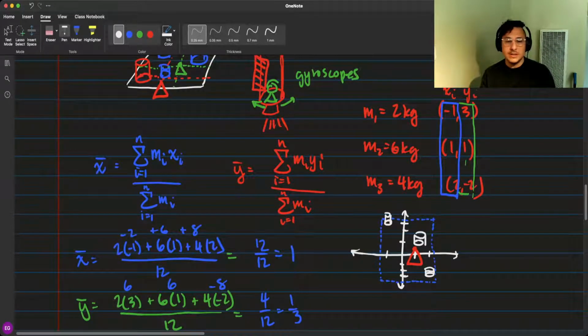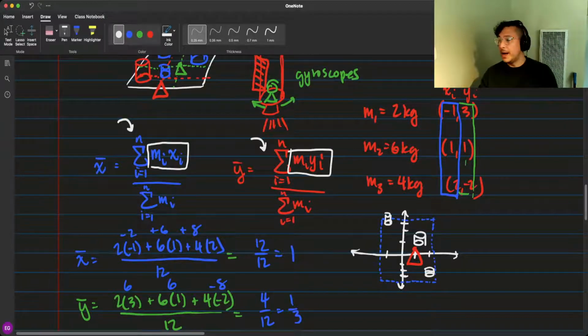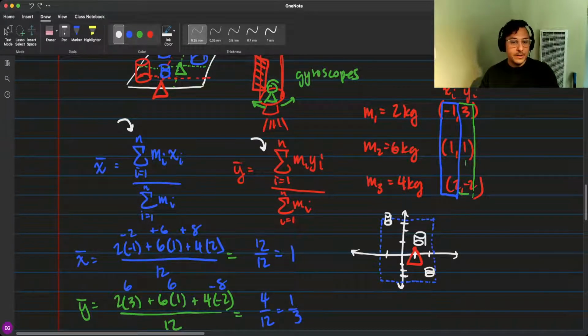So you do the moments divided by the total mass, right? So this is the x moment, and this is the y moment, right? The moment, remember, is the mass times the x coordinate for the x moment, or the mass times the y coordinate for the y moment. Okay, so we went and we did that.